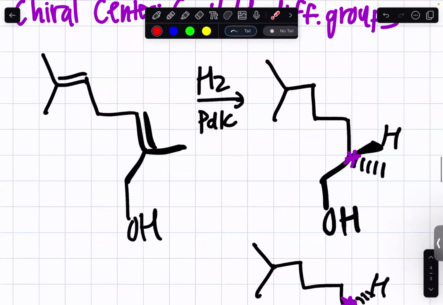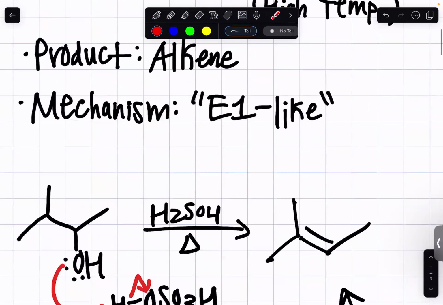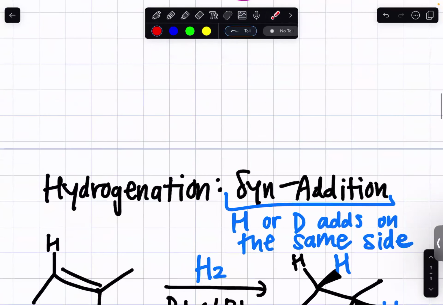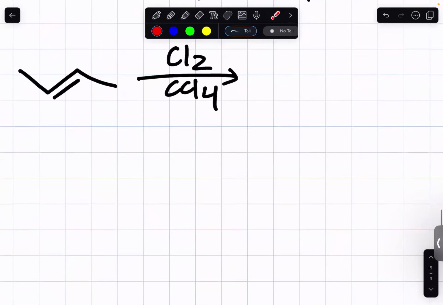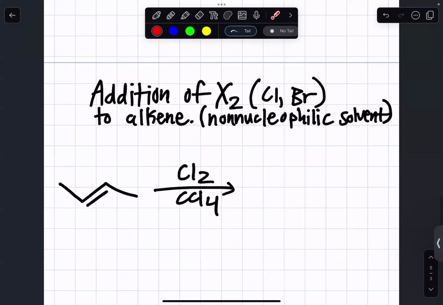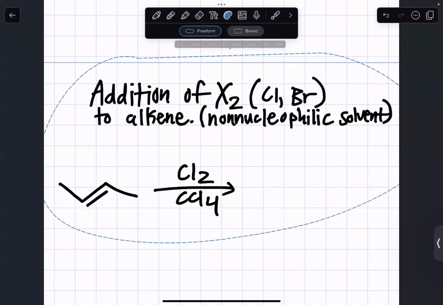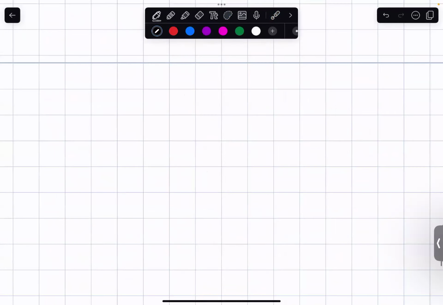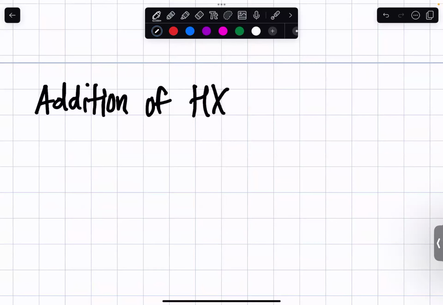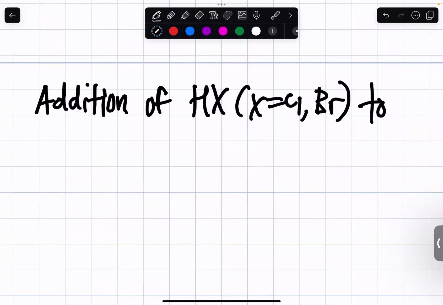You know how previously when we worked with, oh wait, we didn't even go over HX yet. Let's go over that first before we go over this reaction. Yeah, because that's important. Okay. Addition of HX, where X can be Cl or bromine usually, to an alkene.